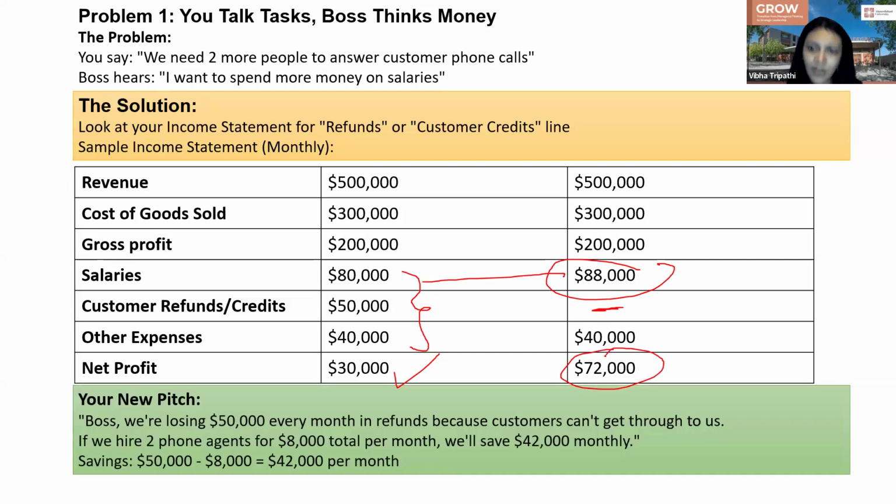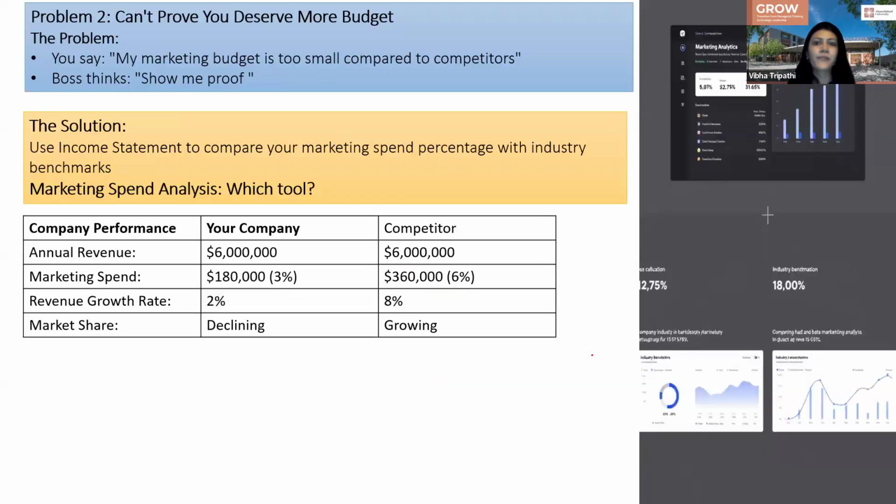We are losing 50,000 every month in terms of getting refunds because there is nobody to talk to these customers. But if we hire two people with 8,000 per month there, then we'll be saving 42,000 rupees there. And so that's a very simple example. Let's go to the second one.